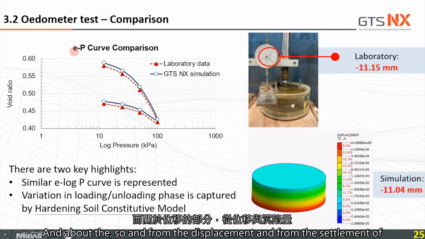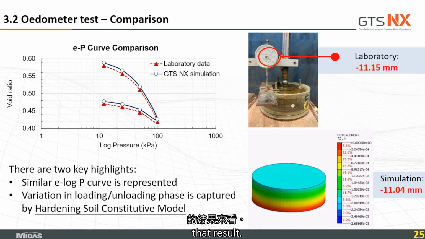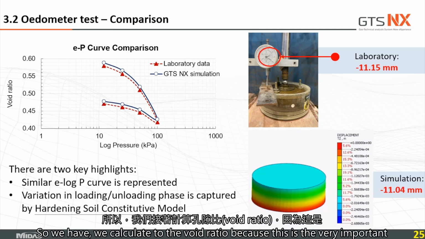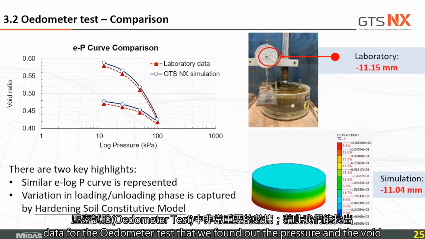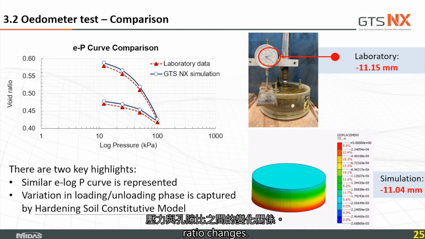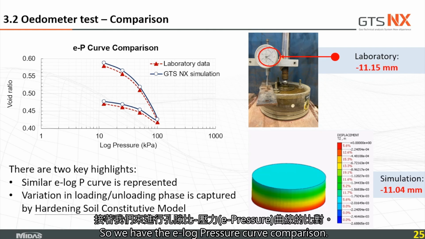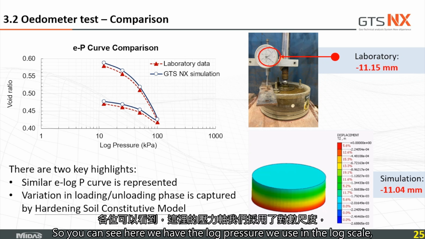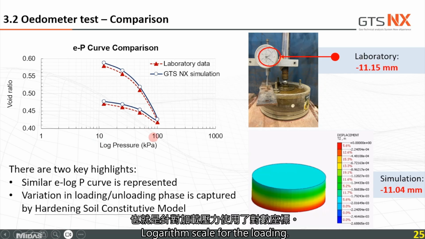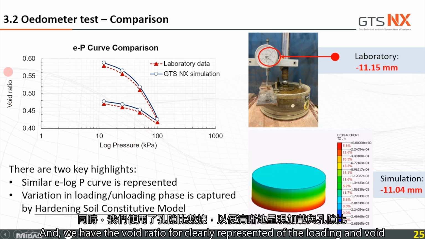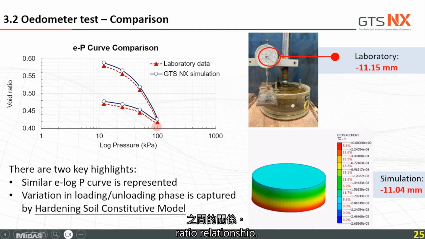From the displacement and the settlement of that result, we calculate the void ratio, because this is very important data for the Oedometer test, where we find out how the pressure and the void ratio change. So we have the e-log p curve comparison. Here you can see we use the log scale, logarithmic scale, for the loading, and we have the void ratio to clearly represent the loading and void ratio relationship.